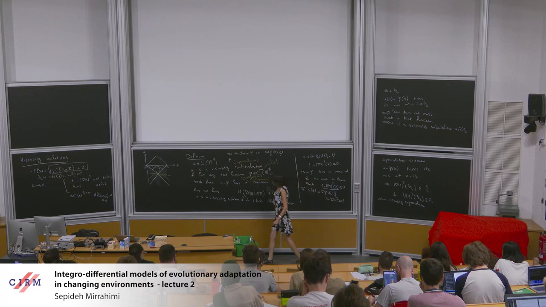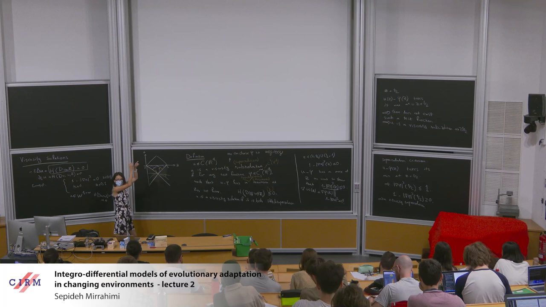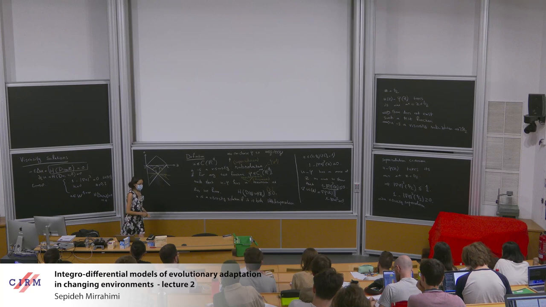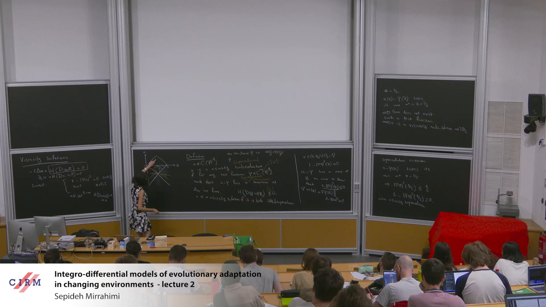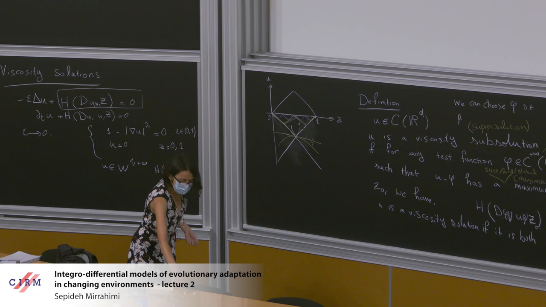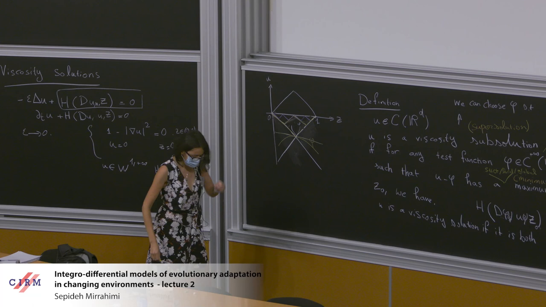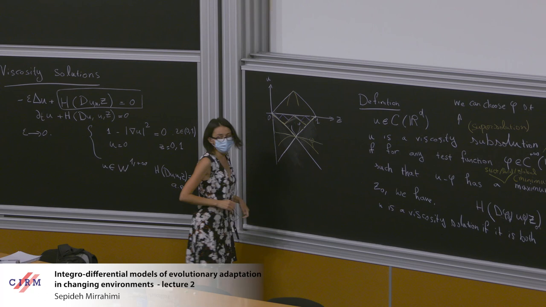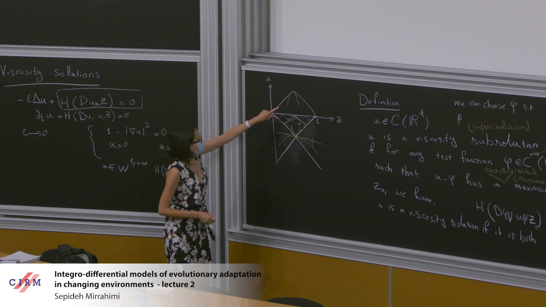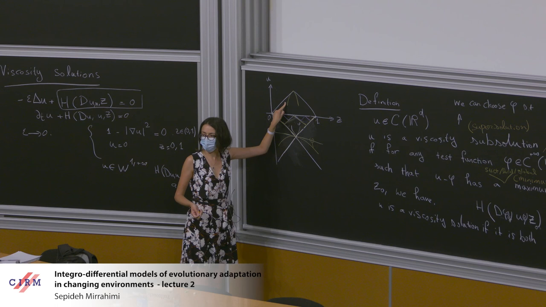And what remains to do is to see why the angle pointing up is not a viscosity solution. We can guess which one of them would cause a problem, because as before, in one of the criteria there is no test function, because we cannot put a smooth function below the function u here. And so the viscosity supersolution criterion is verified automatically. So it is for sure a viscosity supersolution.